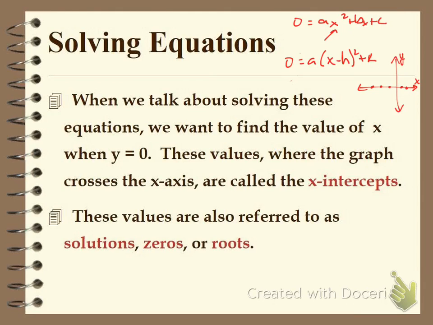Okay? Now, some other terms that are used for these values are solutions. The x values where the graph crosses the x-axis are known as solutions. They're also known as zeros, and they're known as zeros because these are x's that make y 0. And they're also called roots. A little less obvious as to why they're called roots. But the roots of any function are the x-intercepts, basically.